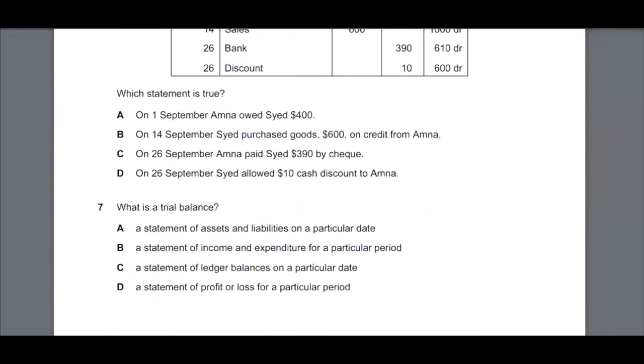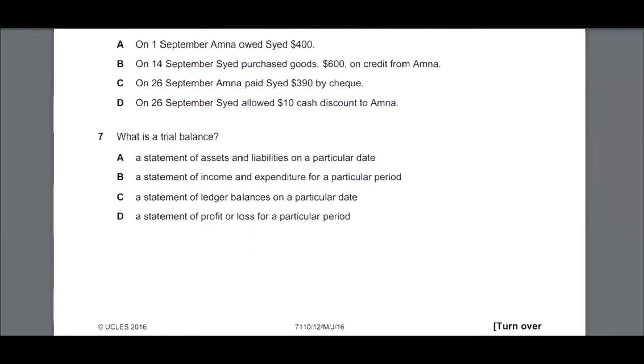Let's look at multiple choice 7. Multiple choice 7 basically asks what is a trial balance? So just a simple definition of trial balance. It's actually option C that is the correct answer. It's a statement of ledger balances on a particular date. This one is the balance sheet. If you go through the options one by one, a statement of assets and liabilities is the balance sheet. A statement of income and expenditure is the P&L or income statement.